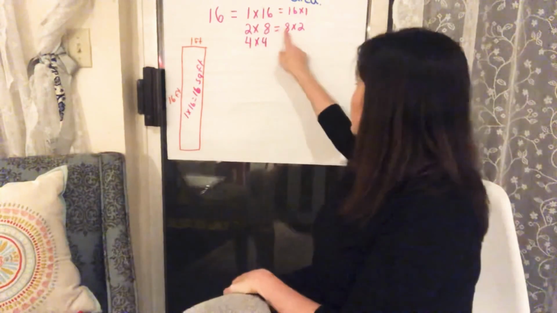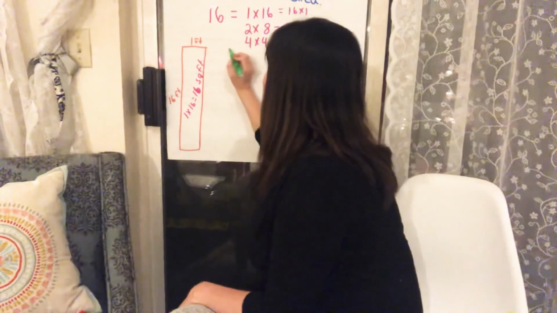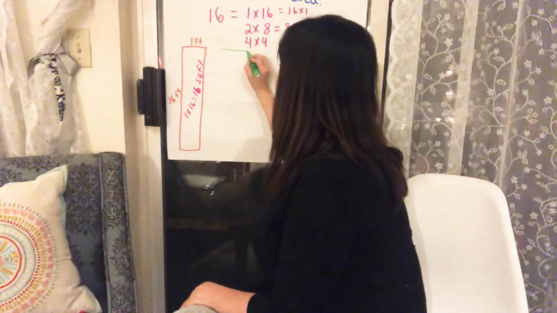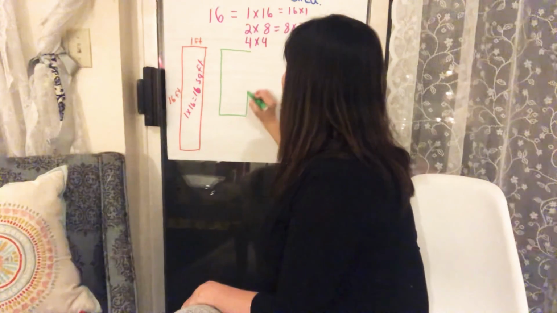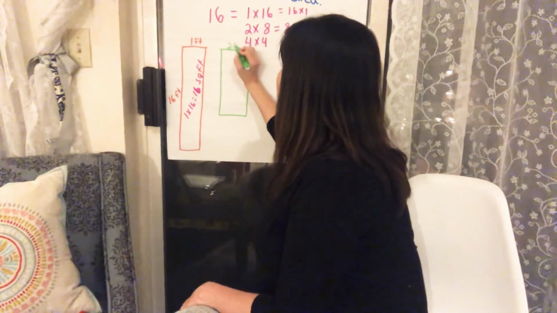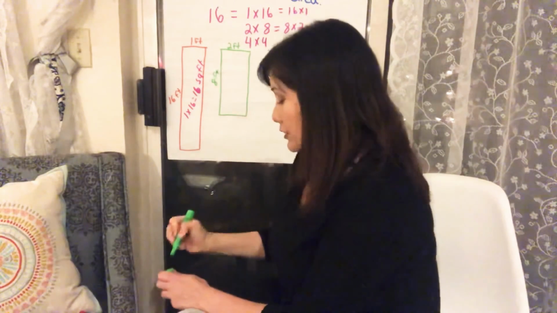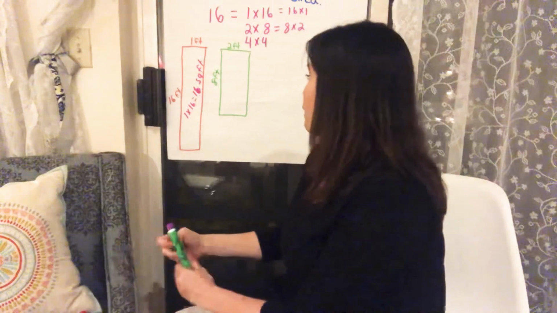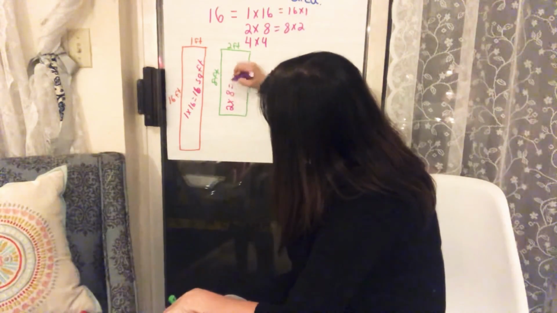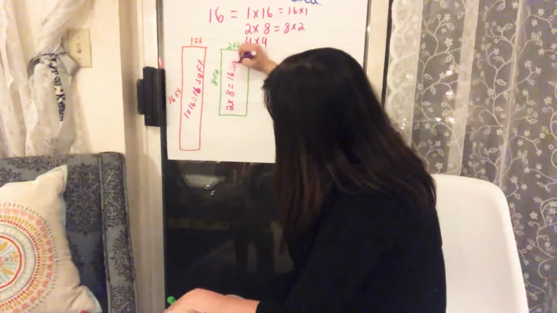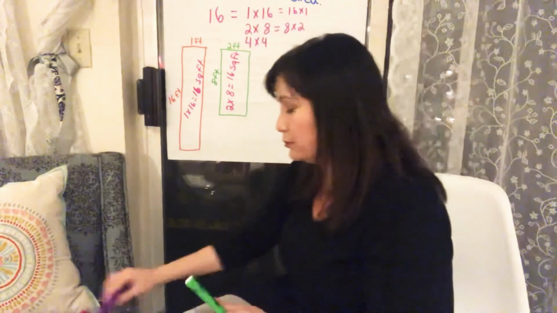And I'm going to go down to this one, a 2 and an 8. So I'm going to make this bigger and this would be shorter. And this is 2 feet. And this is 8 feet. And inside, I'm going to say 2 times 8 equals 16 square feet. So now I've drawn this one.